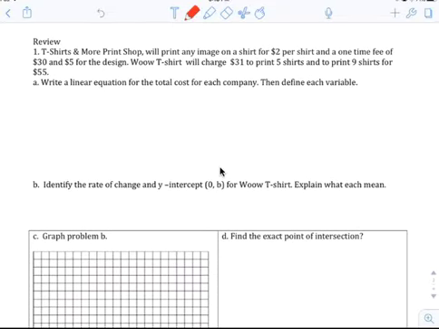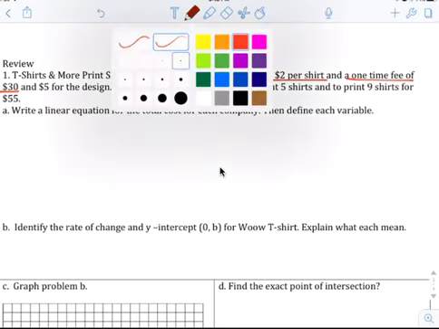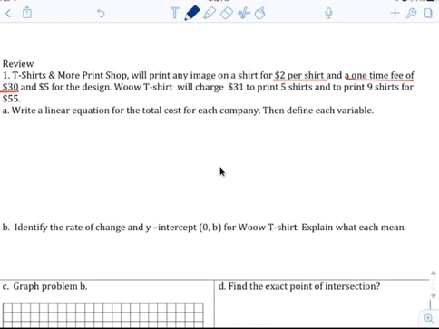Okay, let's do this one. So it's going to be on the test. T-shirts and More Paint Shop will paint any images on a t-shirt for $2 per shirt and a one-time fee of $30. Okay, so one-time fee, that's like a setup fee. $2 per means times, $2 times the number of shirts, plus a one-time fee of $30, plus $30. And $5 for design.